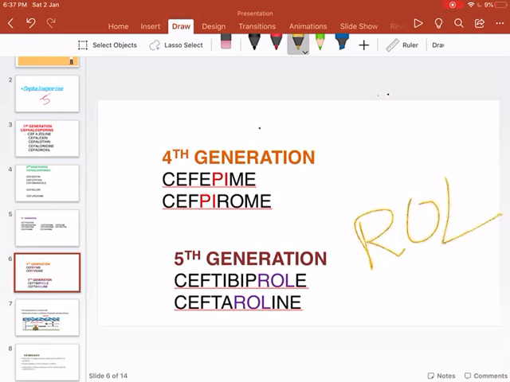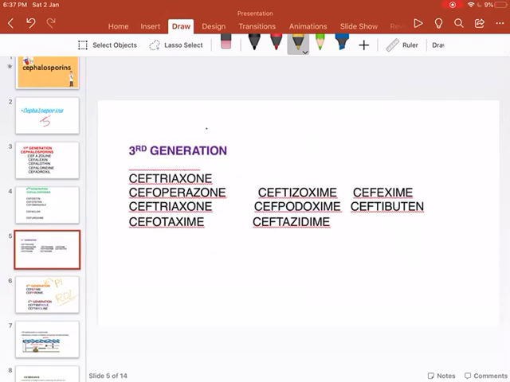So if a drug contains ROL in its name, it means it belongs to the 5th generation. If it contains PI in its name, it means it belongs to the 4th generation. This is how we remember 4th and 5th.